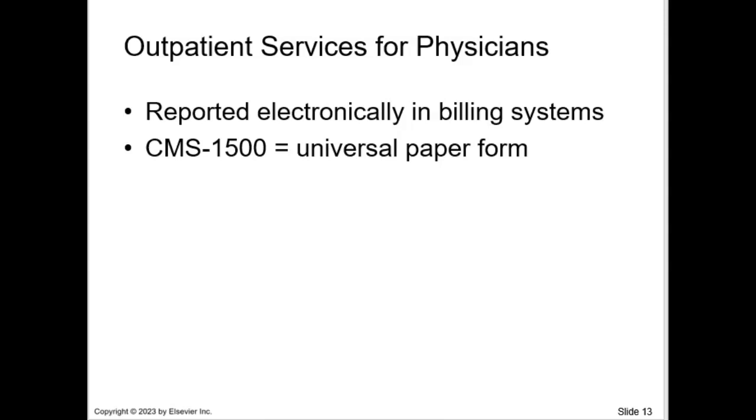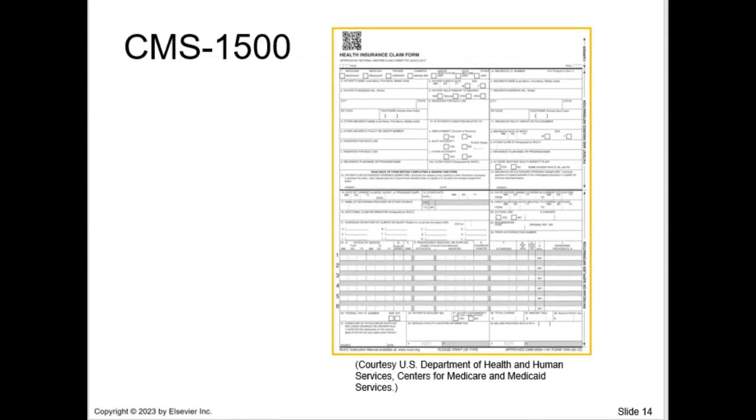CMS 1500 is the universal paper form. So what that is, with the CMS 1500, everything gets filled out, the patient's name, address, insurance information, and then you're going to put on there that ICD-10 CM diagnosis code, and then you're going to put the CPT code on there. It's sent to the insurance. That's how the insurance knows what to pay and who to pay. And that's what the form looks like.